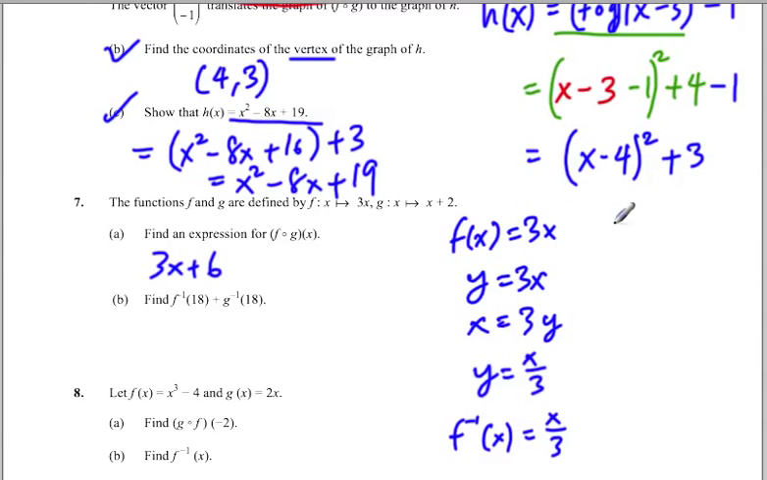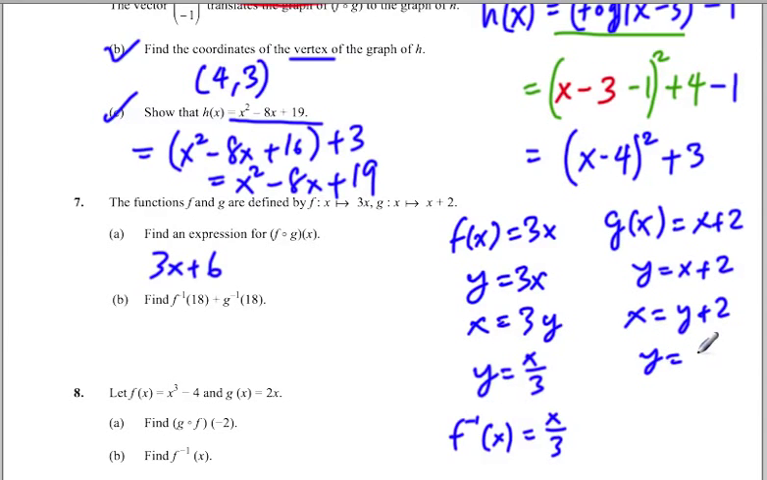Let's do the same thing with g of x. So g of x is equal to x plus 2. So y is equal to x plus 2. Switch x and y, so x equals y plus 2. So y is equal to x minus 2. So g inverse of x is now simply x minus 2.